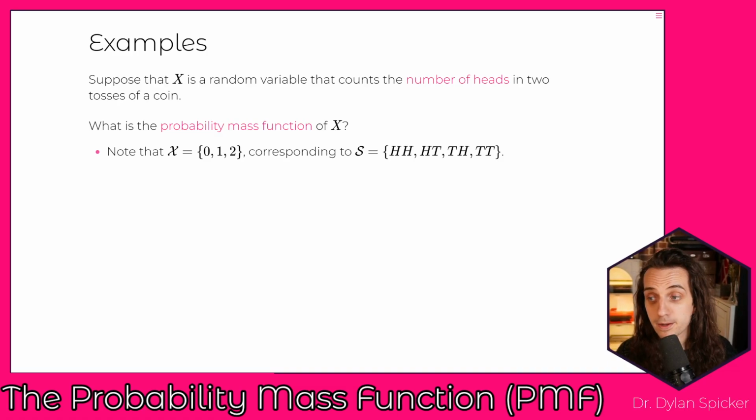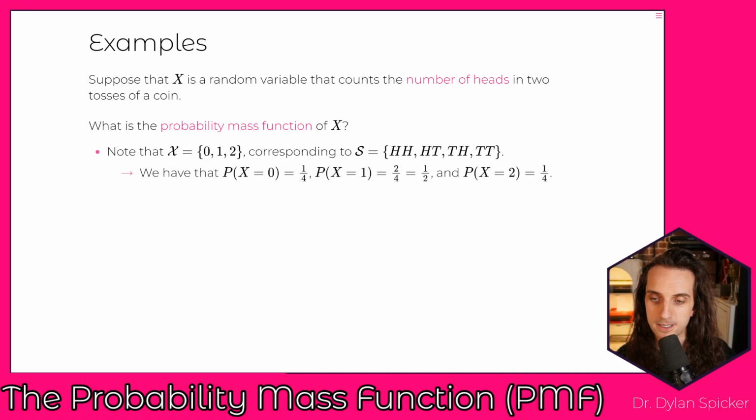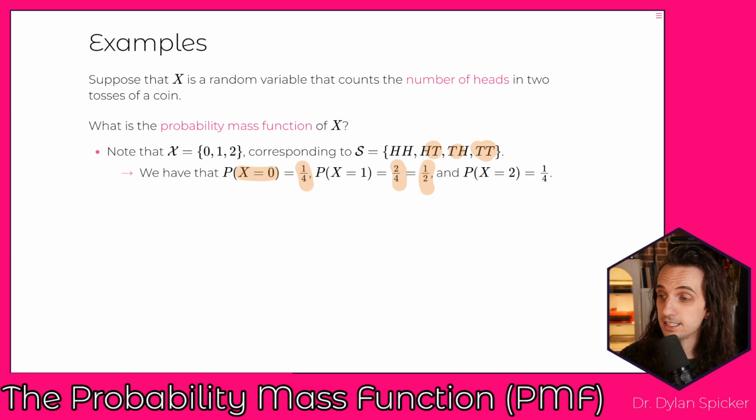Right? The sample space is going to correspond to these 4 different outcomes that we have here. So then we can just go through and count these up, right? The probability that X is equal to 0, well, that only happens if we have 2 tails, and so that's 1 out of 4. The probability that X is equal to 1 is if we have 1 head and 1 tail, so there's 2 events, that's 2 out of 4, which we express as 1/2. Finally, the probability that it's going to equal 2 only happens if we have 2 heads. So again, 1 out of 4.